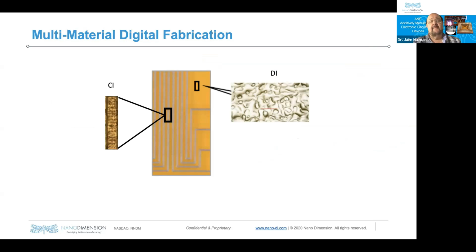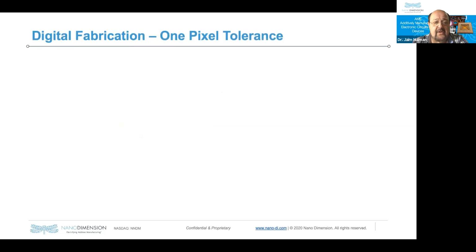So here are some examples of multi-material digital fabrication, where we can see a close look into both the conductive layer on the left-hand side as well as the dielectric on the right-hand side. These materials are simultaneously deposited, as we mentioned before, and sintered to form the electrical device. We'll see exactly how it's done shortly.